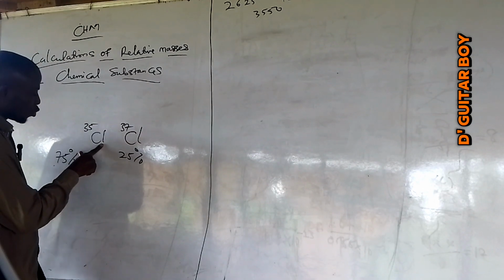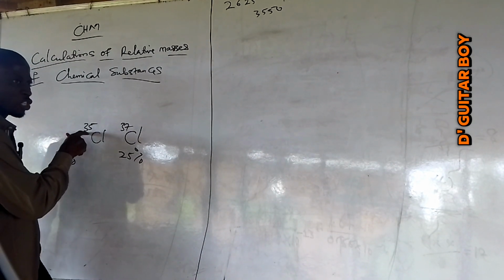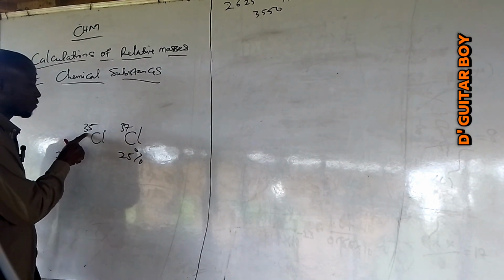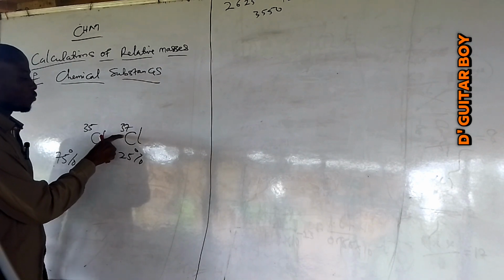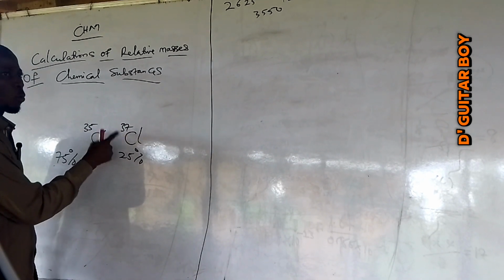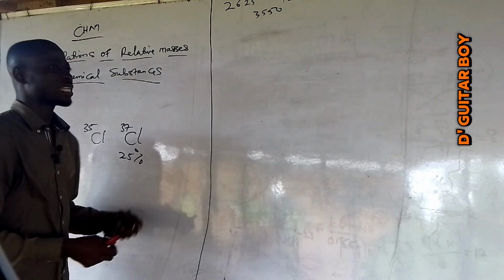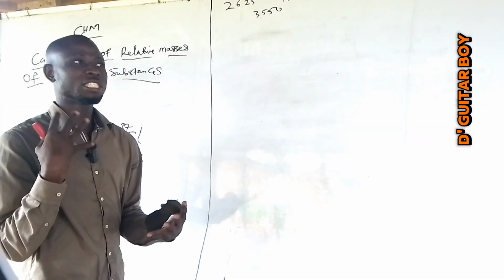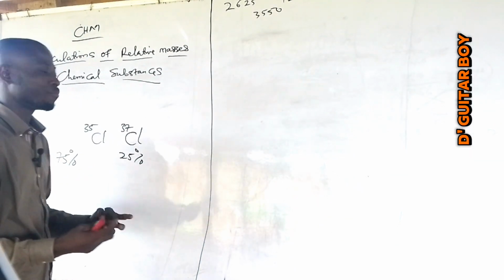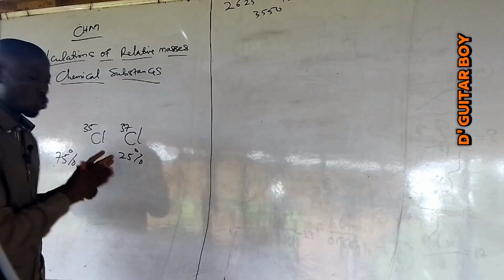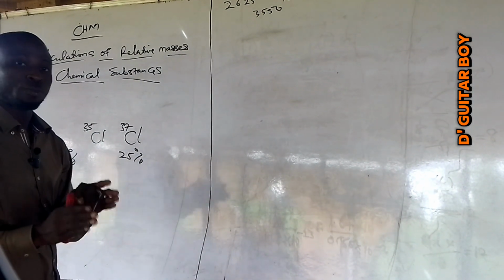You see here we have chlorine 35. This is the relative mass of this particular type of chlorine, chlorine 35. This is the relative mass of this particular chlorine 37. Why are their relative masses different? Since they are the same element, are they not supposed to have the same relative mass? Yes, they are supposed to have. However, it is not so here because of the isotopic phenomenon.